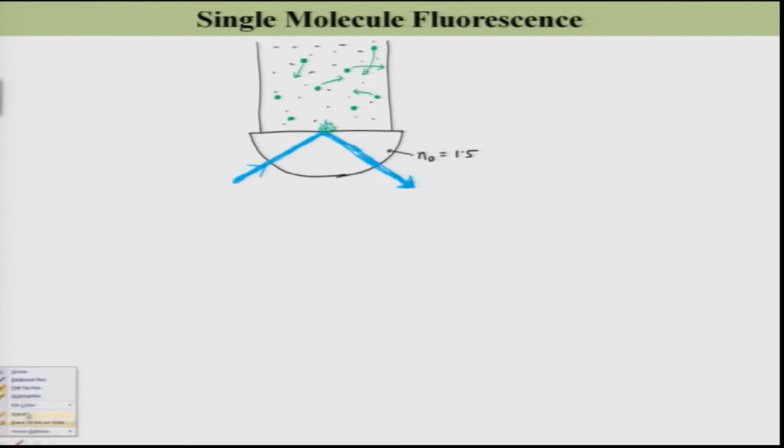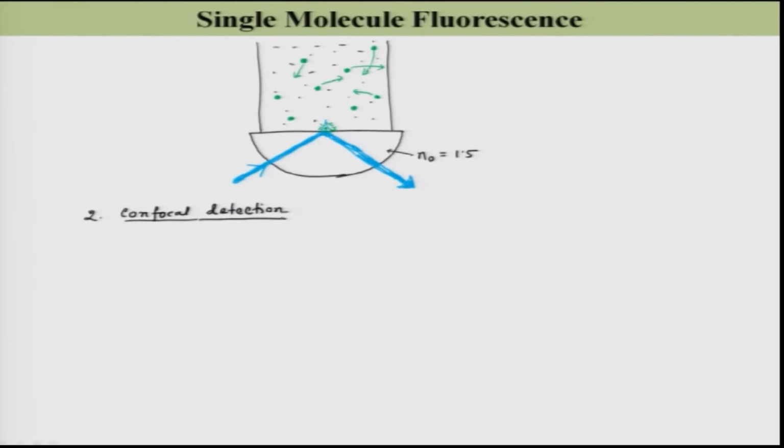The next one, to achieve this small observation volume, is another method. The next method is called the confocal detection method. Confocal detection method.